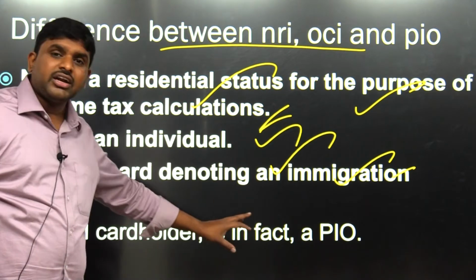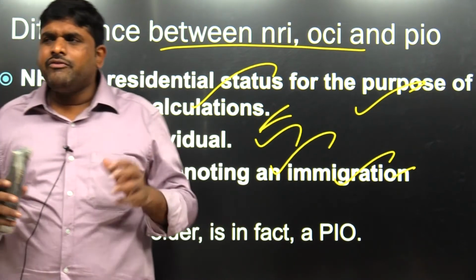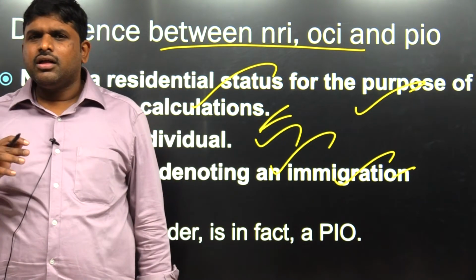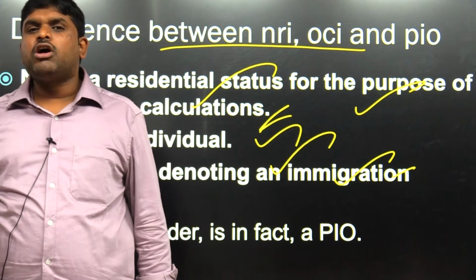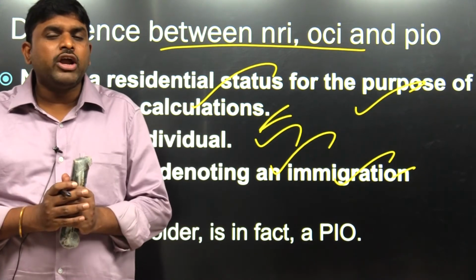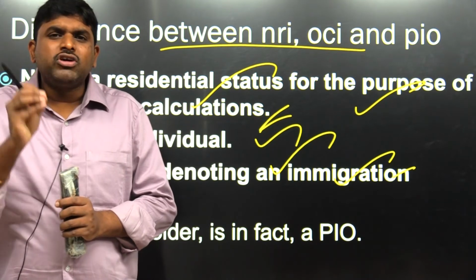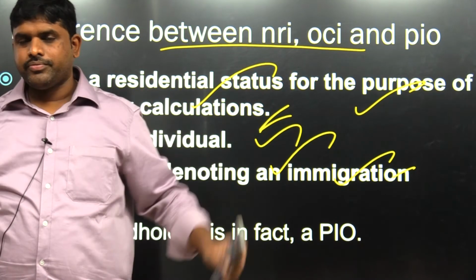OCI card holder is in fact a PIO. Then what happened? People are confused. People of Indian origin, overseas citizen of India. When they are applying, they got confused. Then what did the government of India do? It merged PIO and OCI into one name, which is called OCI card holder, Overseas Citizen of India card holder, one name.